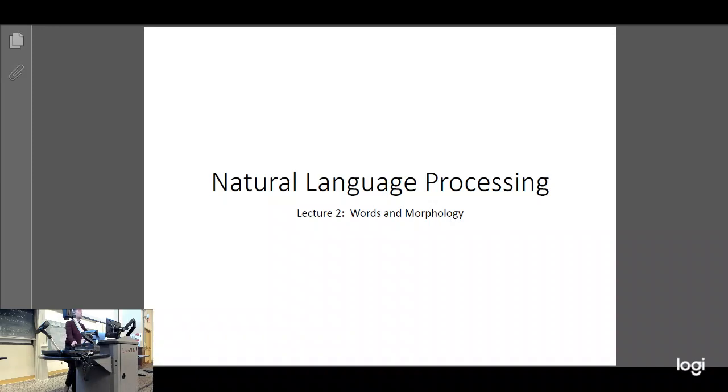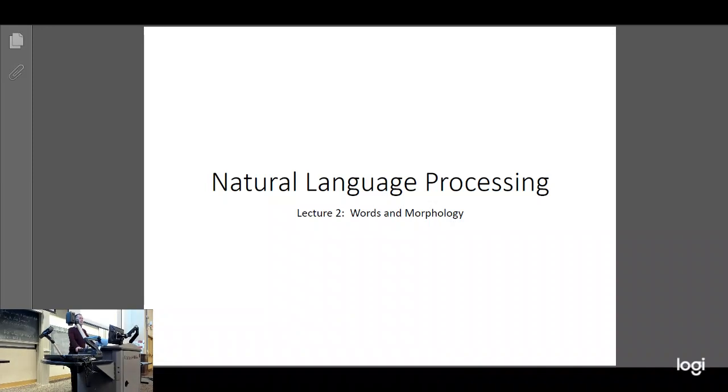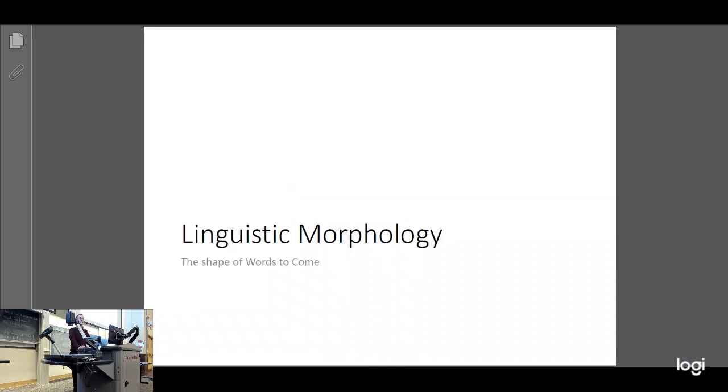So today we're going to be talking about words, and specifically about what is called morphology and how you model morphology using finite state techniques. Who here has had a linguistics class before? Okay, quite a few of you. Who can tell me what morphology is? It's the study of the forms of words, specifically the internal structure of words.